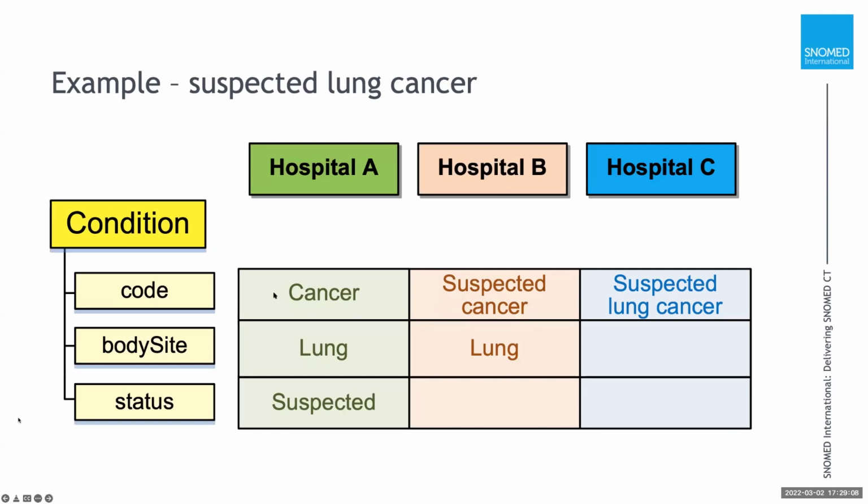So here is a diagrammatic view where Hospital A has these entries. It's the same information model that they use to communicate this data. They use this condition model, where there is a code, a body side element and a status element. Hospital A has an entry for each of these. Hospital B only has an entry for the code and for the body side. And Hospital C only has a value in the code of this information model.